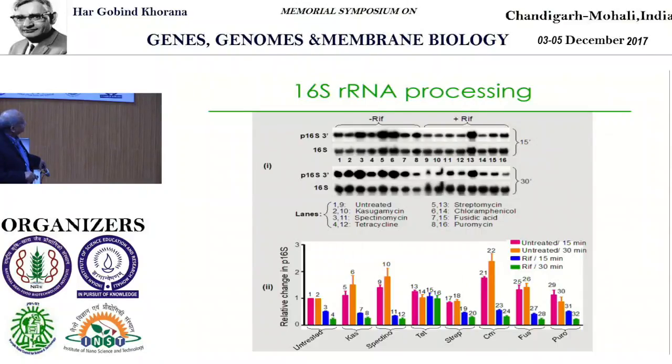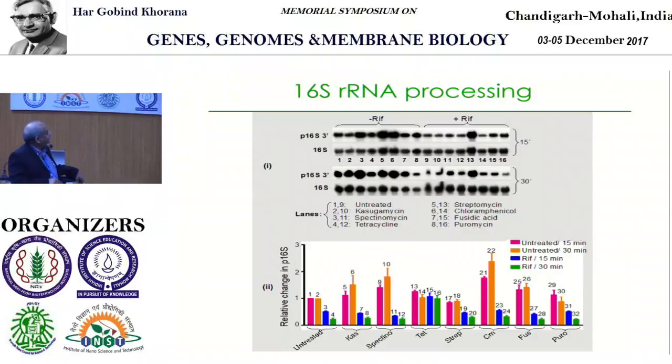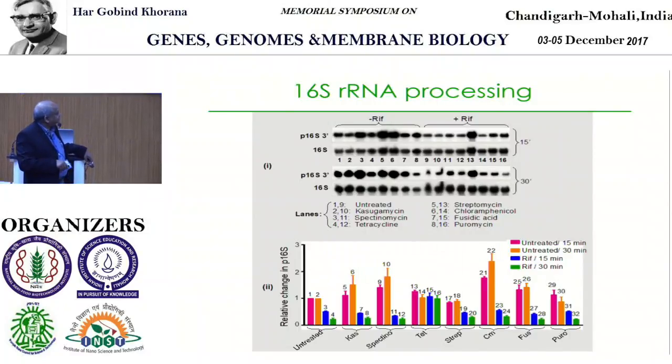We can also incubate the cells with antibiotics that inhibit protein synthesis. This processing is not interfered with by kasugamycin, streptomycin, chloramphenicol, fusidic acid, puromycin. None of them affects the processing. The only thing that affects it is tetracycline. Now, tetracycline is also known to bind to the ribosomal P site, so it seems to be competing with the initiator tRNA.